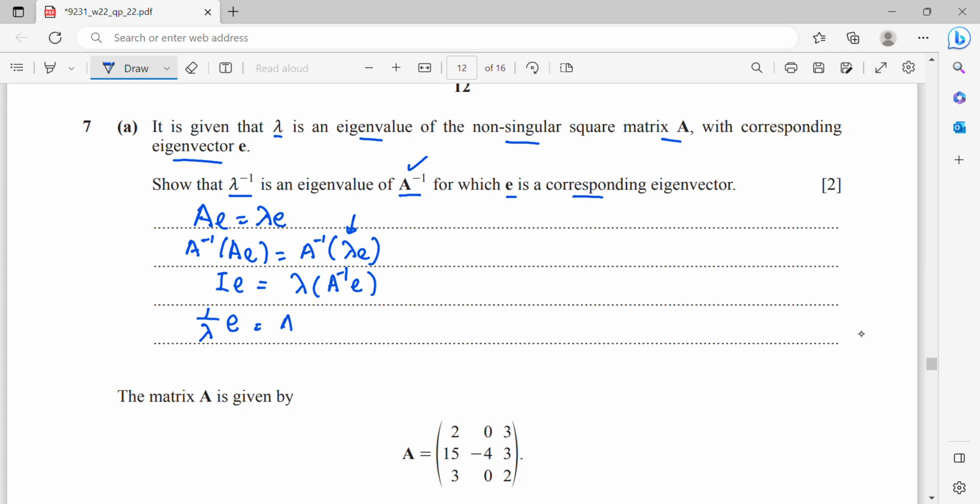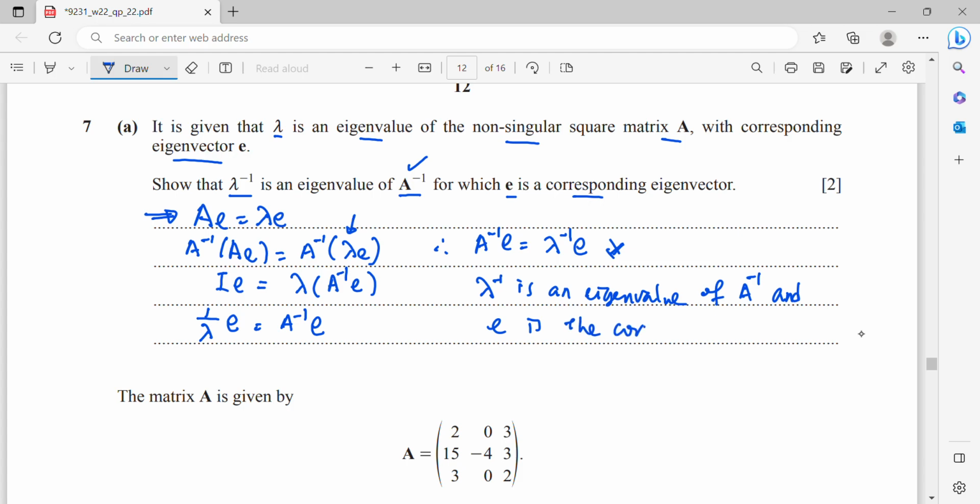And then the right hand side will be A inverse E. So if I rearrange, I will be getting A inverse E is lambda inverse E, which is a similar form as the original equation, AE is lambda E. Okay, so with this, we have proven that lambda inverse is an eigenvalue of A inverse, and E is the corresponding eigenvector. So that's all for 7a.